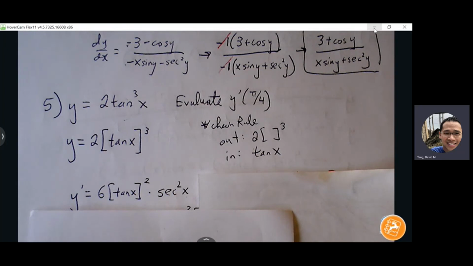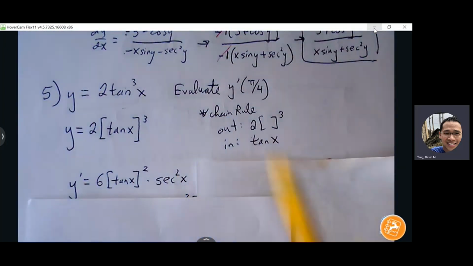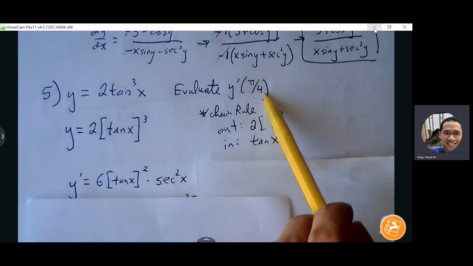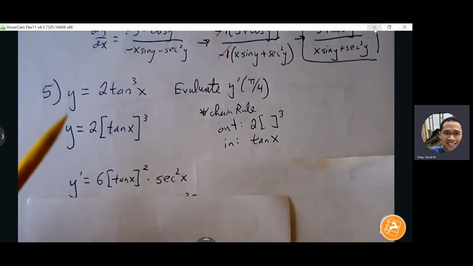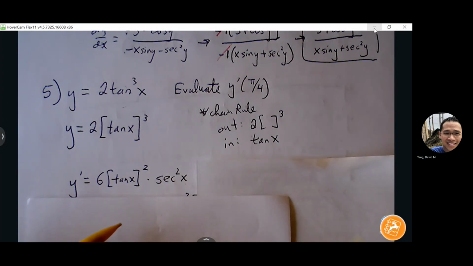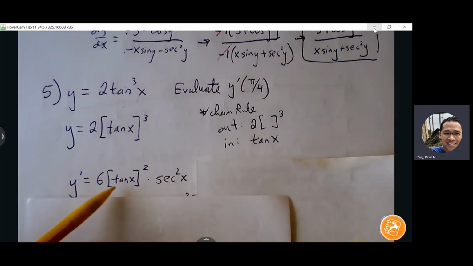Okay, what's next after we find the derivative? Plug in pi over 4. But something that we can do to make it a little bit easier to evaluate. What can we do to rewrite this to make it a little bit easier to know the order that we're going to work things out?